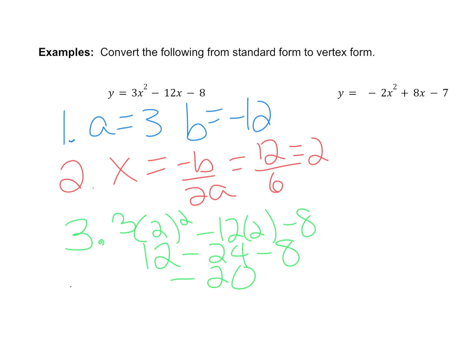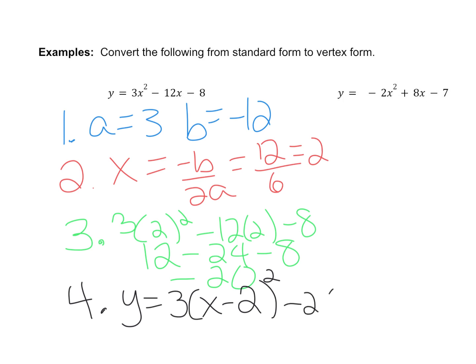Now I can write my equation in vertex form. So it's y equals a, my a value is 3, times the quantity of x minus h, which is 2, the value I found in step 2, squared, plus k, or in this case, minus 20, the value that I found in step 3. And that is my equation in vertex form. Please take a moment to pause this video and record the first example in your notes.